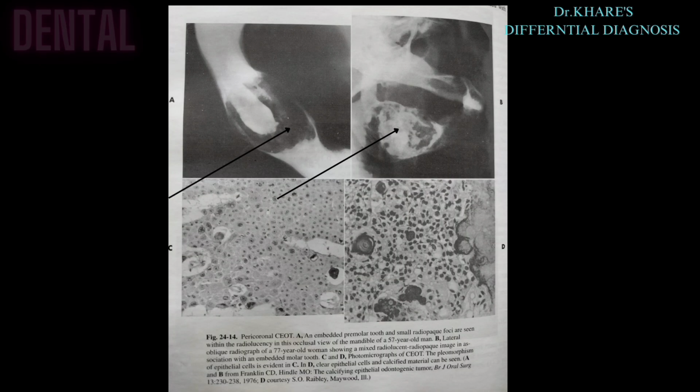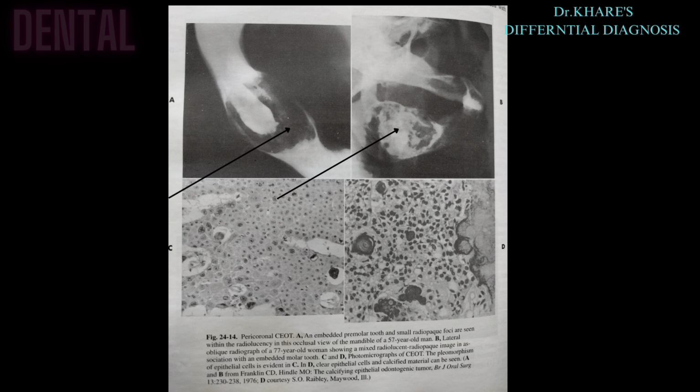These are pictures showing pericoronal calcifying epithelial odontogenic tumor. In radiograph A, an embedded premolar tooth and small radiopaque foci are seen within the radiolucency in this occlusal view of the mandible of a 57-year-old man. Radiograph B is a lateral oblique radiograph of a 77-year-old woman showing a mixed radiolucent radiopaque image in association with an embedded molar tooth.